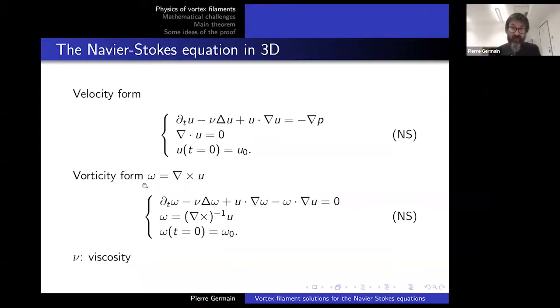And the vorticity form has the advantage of canceling the pressure term, which was present in the velocity form, but it comes with a few additional difficulties. In particular, it's the other way around. The Biot-Savart law allows you to recover the velocity from the vorticity. So u and omega are swapped here. Okay, so this is going to be our set of equations.